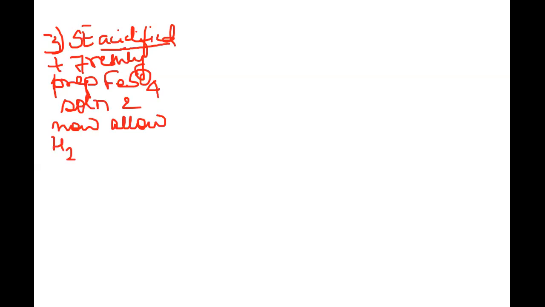and now allow it to trickle along the inner walls of the test tube. Conc. H2SO4 along the inner walls of the test tube. Why am I writing inner walls? Because you will think that even from outside, if I do it, it will give the test. That is not the case, children. So H2SO4 is allowed to trickle through the inner walls of the test tube.